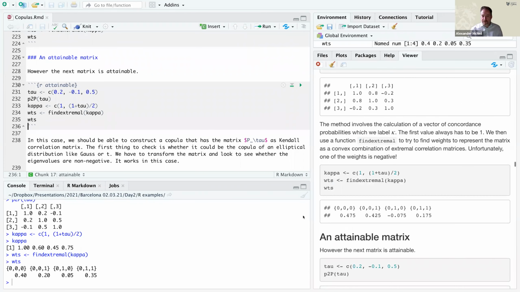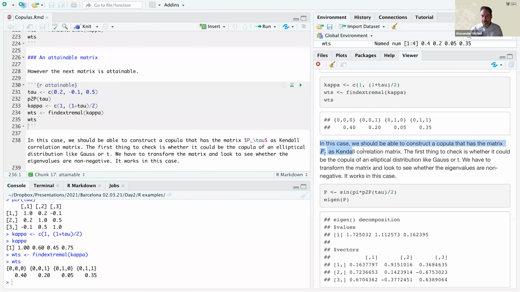So if I show you what I've written, in this case, if you look at the viewer, perhaps it's slightly easier to read. In this case, we should be able to construct a copula that has the matrix P tau as Kendall correlation matrix. And the first thing we might want to check is whether we could get it from an elliptical distribution, like Gauss or T. And there, we have to work out under a transformation if we get non-negative eigenvalues. So this goes back to the theory I had before. From a correlation matrix, you can compute the Kendall tau.